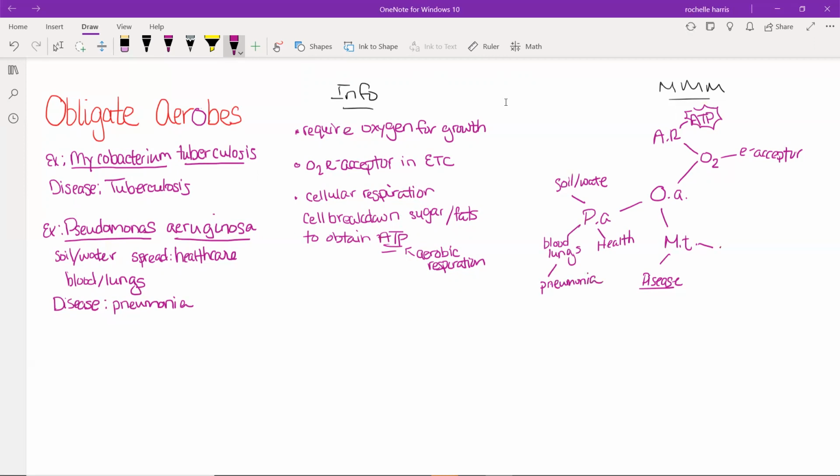And then for Mycobacterium tuberculosis, what did we say? That it has a waxy covering, which is called mycolic acid. So you can put more microbes for examples, and this is how I would remember this material needed for obligate aerobes, and I would practice this over and over.